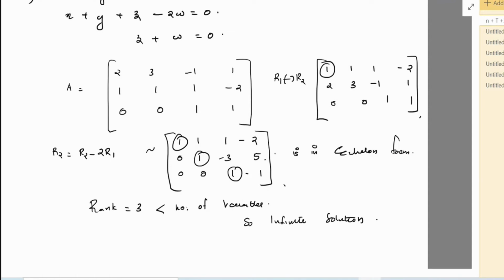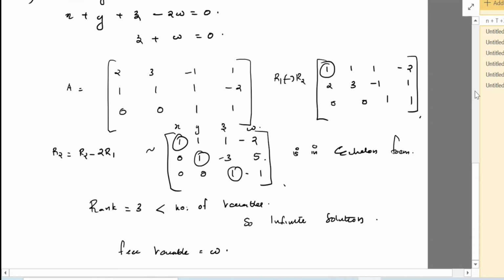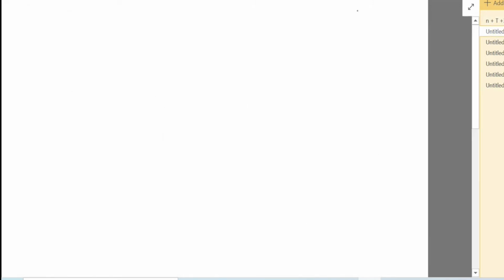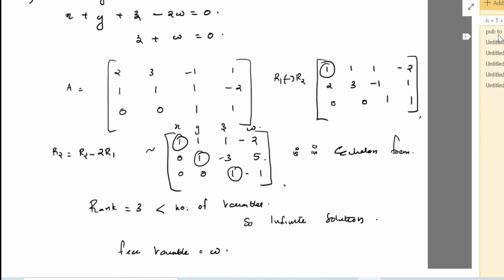Now to find a non-trivial solution, we need to identify the free variables. So what is the free variable here? W, sir. Yes, because the first column represents X, the second column represents Y, the third column represents Z, and the fourth column represents W. The fourth column doesn't have a leading coefficient, so W is the free variable. So we can substitute arbitrary values for W. I'm going to substitute W equal to some value, 1. You can give any value for W.